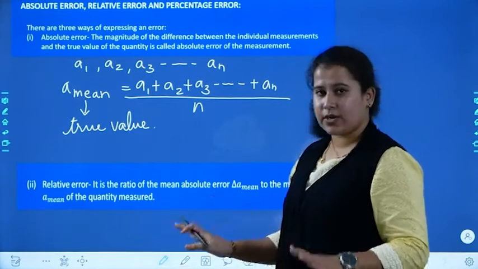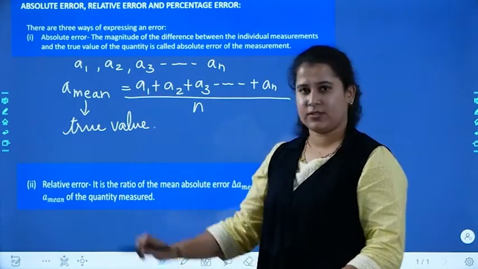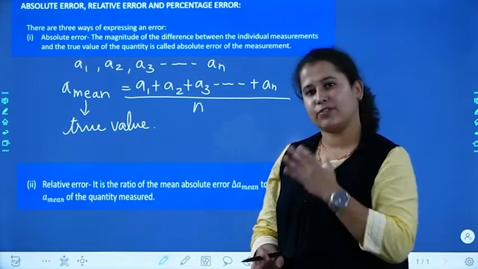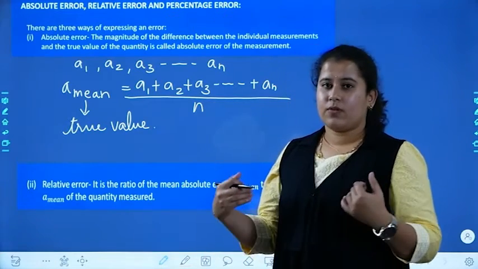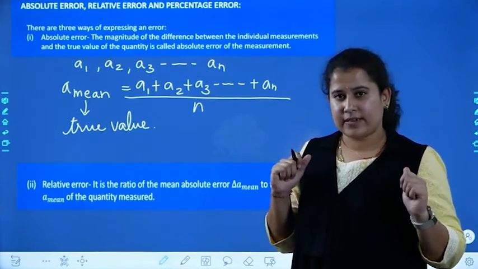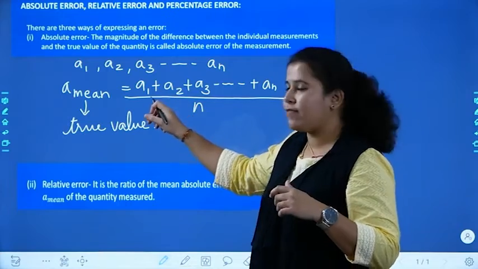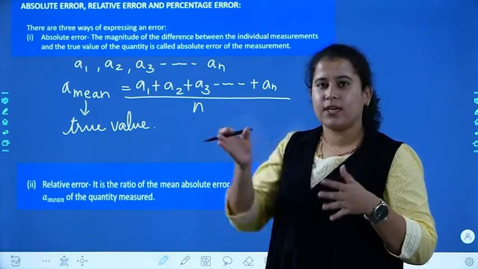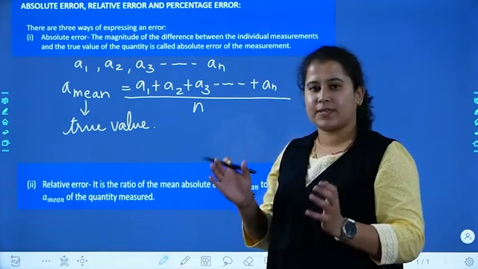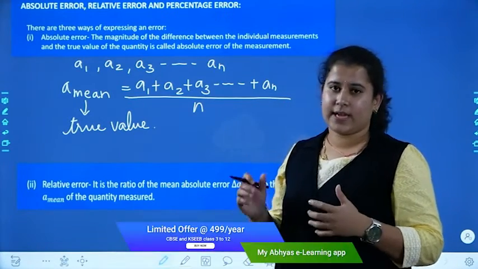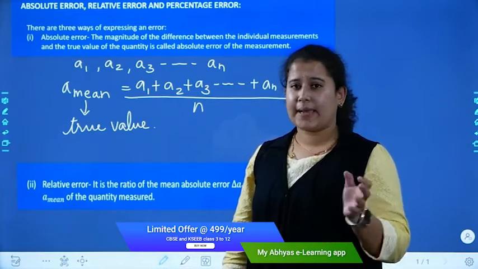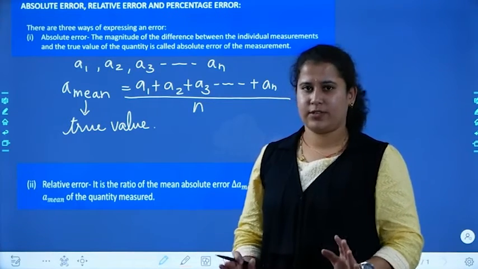I hope you have understood this. First, I have taken certain observations like 1, 2, 3, 4, and in a similar way, instead of the numbers, I have taken the alphabets A1, A2, A3 till AN. Whenever I approach any teacher, they tell me to take the mean of the observations. So I have to add everything I have got and divide by how many observations there are. That is A1 plus A2 plus A3, so on till AN, divided by N. Now I know the mean value. A mean is the true value.